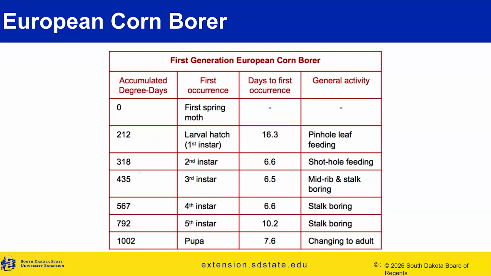And then as we go, we start to see that the larvae, those caterpillars, are growing. When we get to 567, that's when we for sure have stalk boring. When we're at 435, they're making their way into the stalk. And so you can imagine that when management's being discussed, we want to try to catch them about here. So the 318 to 435 is kind of a crucial point.